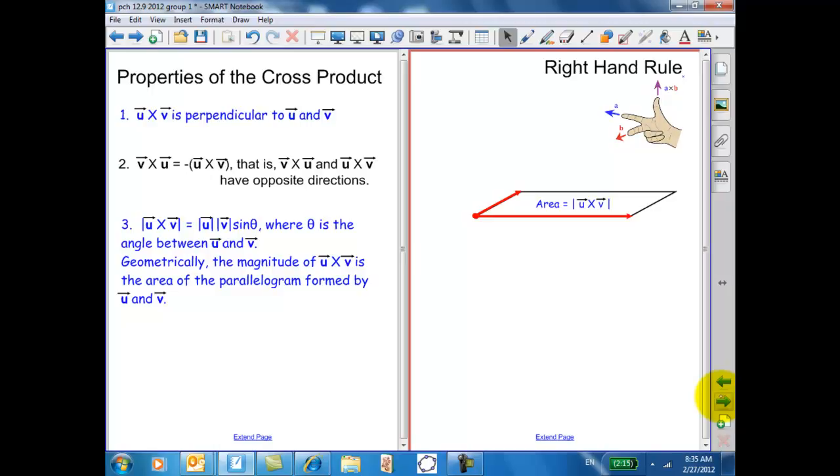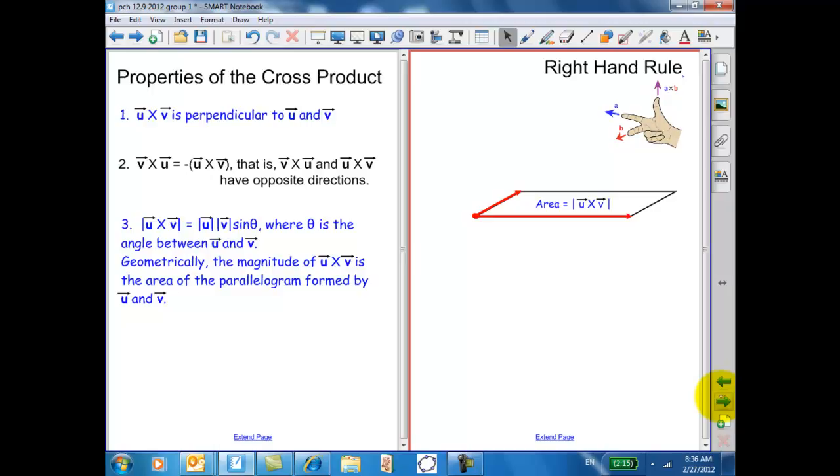Okay? Yes, this is the right-hand rule. Let's see how this works now. You got your right hand out, people? This is how cross product works. First finger is the first vector. Second finger is the second vector. And your thumb then points in the direction of the cross product.